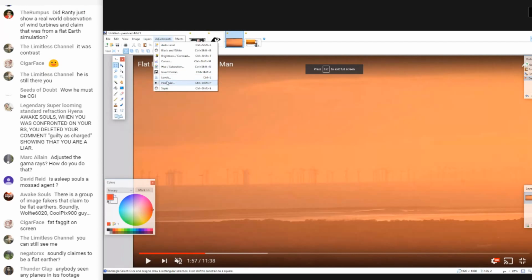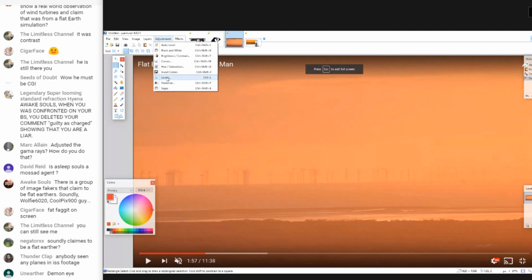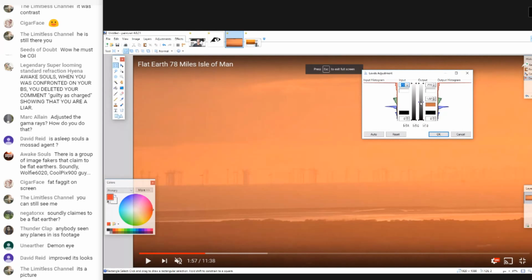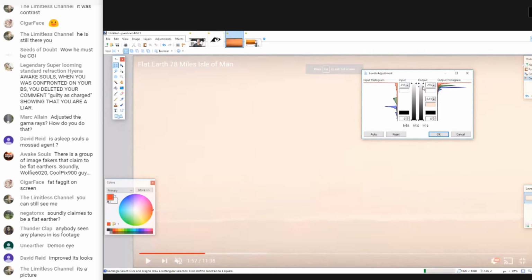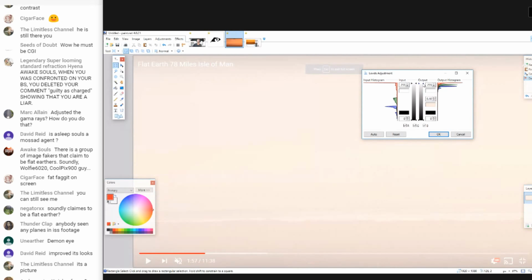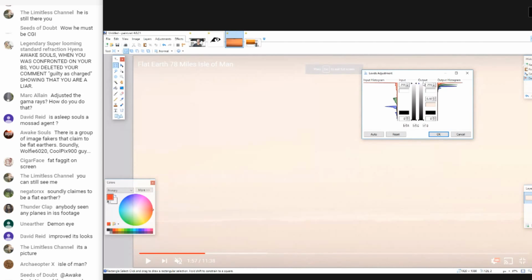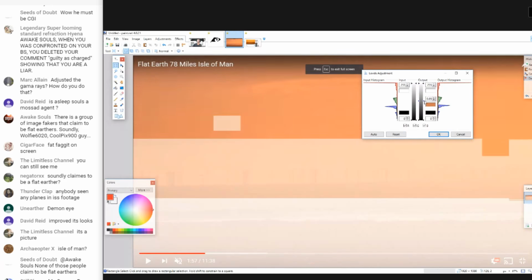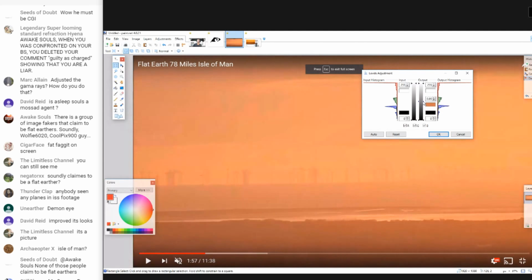So if we do what he did and we just do the, I think it's the levels. Let me put it in context, Ranty. Not even Alan thinks that you've faked your footage. This is adjusting the gamma, right? When you adjust the gamma, it bleaches out everything pretty much, especially when you're looking at turbines some 15, 16 miles away and you're not up close to them.